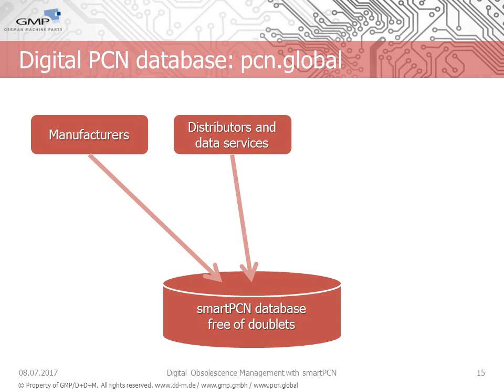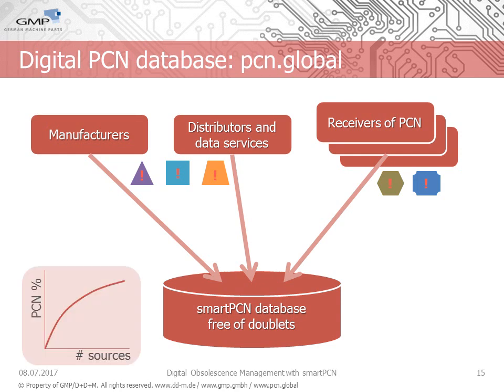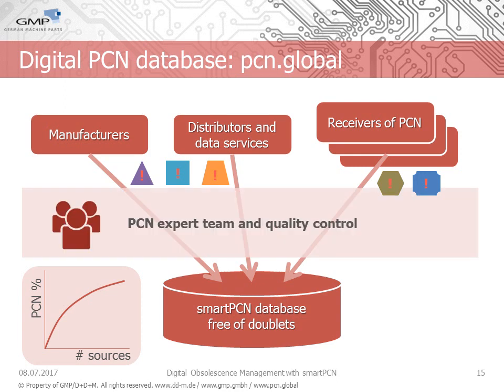The PCN come from manufacturers. From distributors and data services PCN are received and converted, and also from companies who forward their received PCN to PCN Global. The more sources there are, the better the coverage of PCN. An expert team takes care of the conversion and the quality control of each smart PCN. And finally, from the PCN Global database, smart PCN can be sent outside.